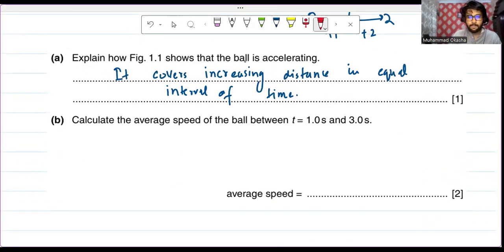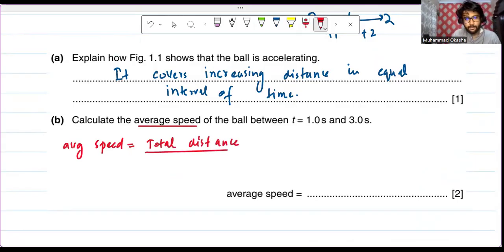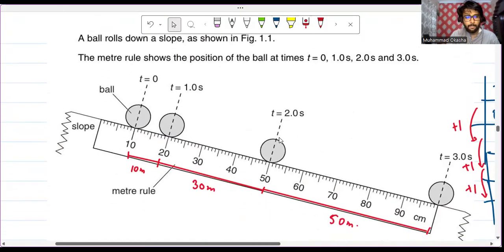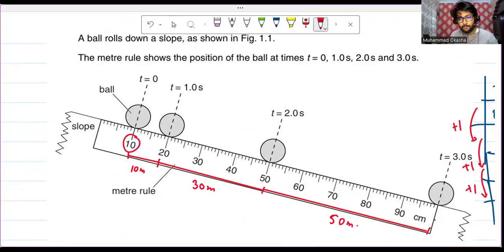Calculate the average speed. I don't think average speed should be a problem. We know that average speed is equal to total distance divided by total time. What's the total distance? Well, you started off at 10, right? And you ended up at 100, which means 100 minus 10 would be 90. Please do not write the distance as 100. The distance is 90 because this is where you started from, 10, and this is where you ended at 100.